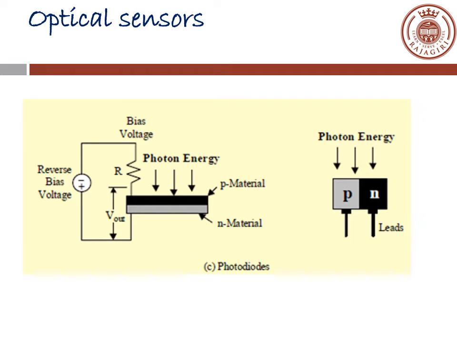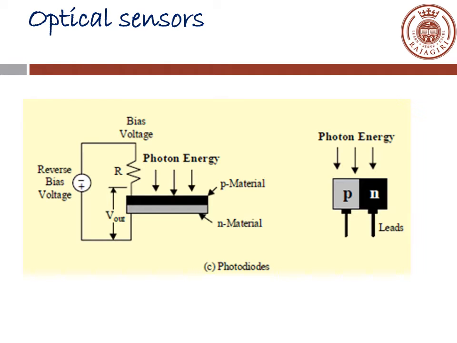Normally it is operated in reverse bias mode, and it converts the light energy into electrical energy. Now when the photodiode is connected to a reverse bias voltage, the electrons present in the p side and the holes present in the n side are the minority carriers.